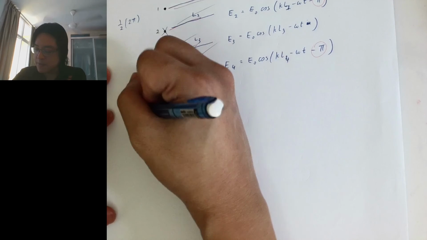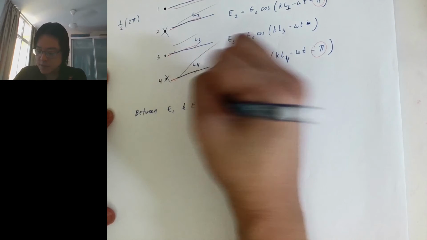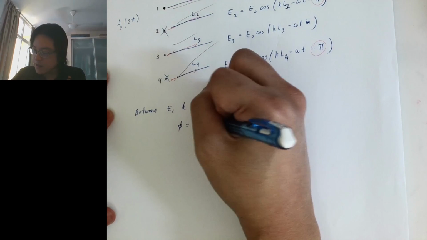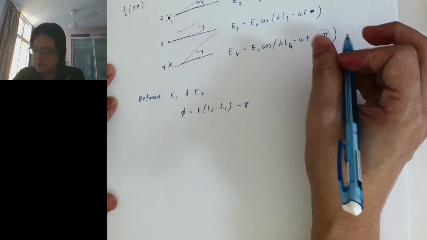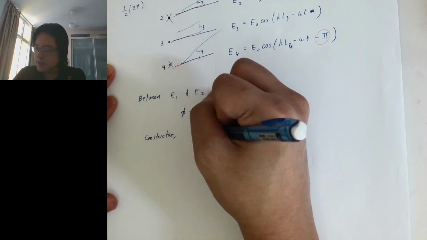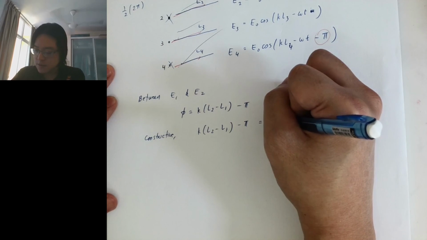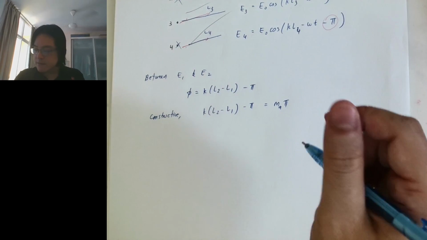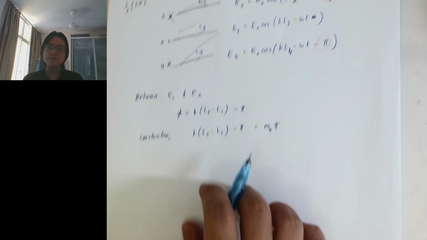So let's calculate between E1 and E2. The phase difference is just K(L2 minus L1) minus pi. Then for constructive interference, this number minus pi must equal an integer times pi, right? And the rest continues on and so forth.